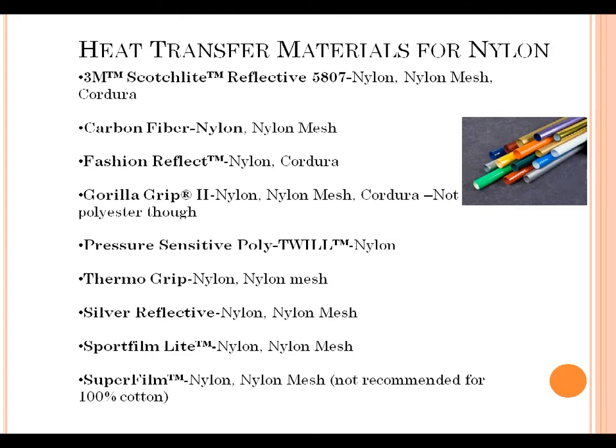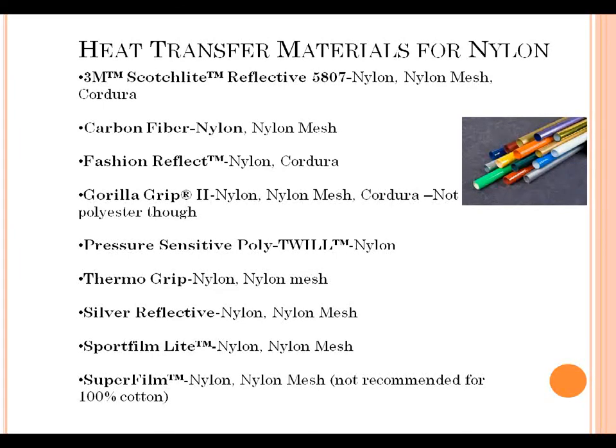One thing to keep in mind is that almost any heat transfer material that will apply to nylon, nylon mesh, or Cordura will already be compatible with cotton, polyester, and polycotton blends. So if you have a material that's good for nylon, nylon mesh, or Cordura, you can also use it for cotton, cotton polyester, and cotton poly blends, which makes it a great heat transfer material and a great material to keep in your shop because it'll apply to so many different substrates.